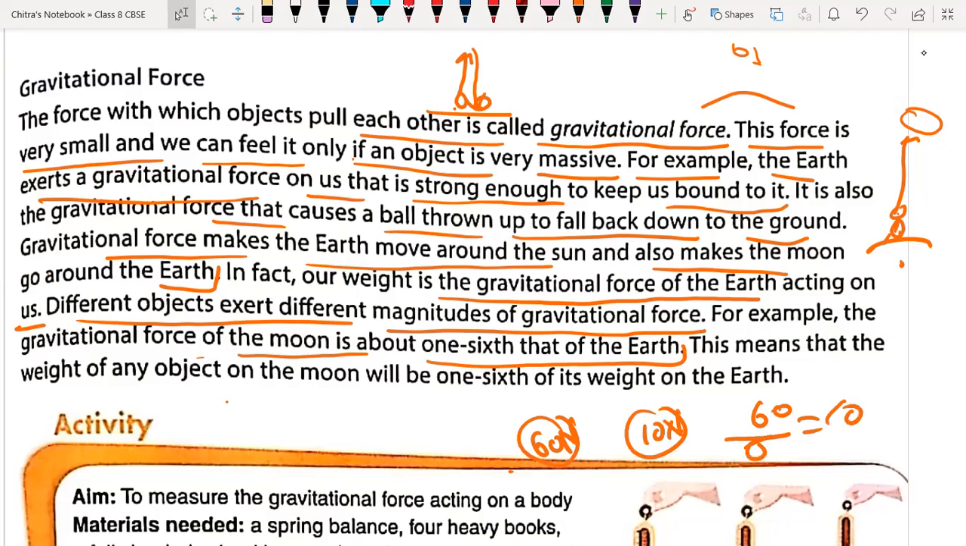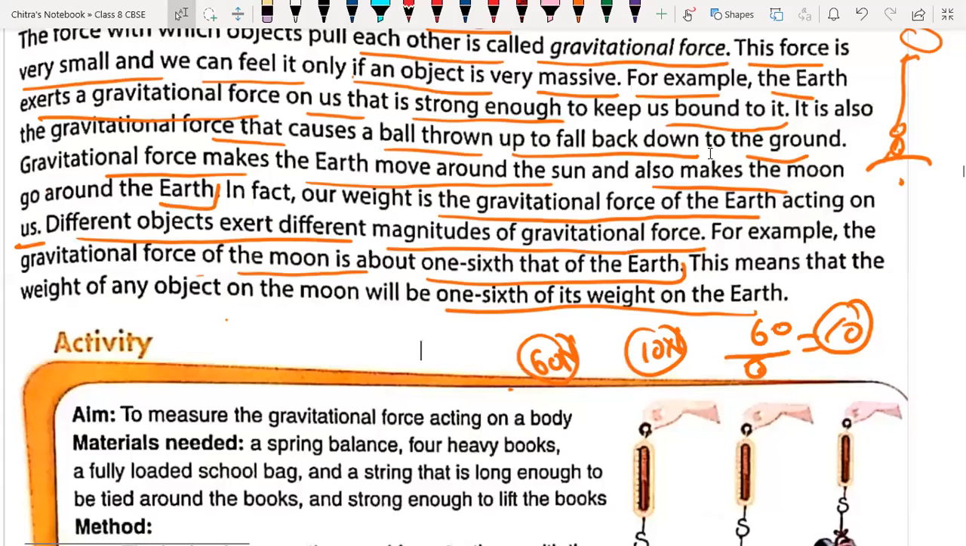So that 10 Newton is nothing but the force exerted by the moon on us. This means the weight of any object on the moon will be 1/6 of its weight on earth. Whatever object we have on earth, its weight will decrease 6 times on the moon.